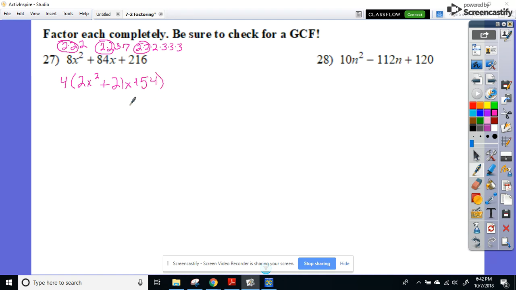Okay, ooh, it's going to be a big number. Don't have any more GCFs. So that right there, no GCF. So what does that mean? That means I have a GCF on the outside, and I still have to do the AC method. 4 is on the outside, and I'm going to change this to x squared plus 21x plus, what is 54 times 2? That's 108.